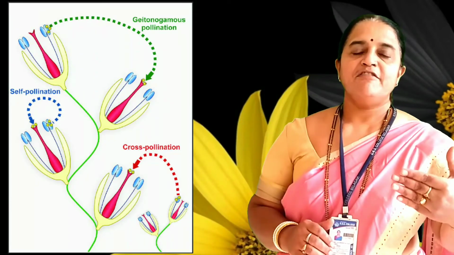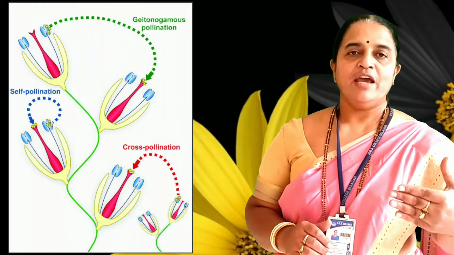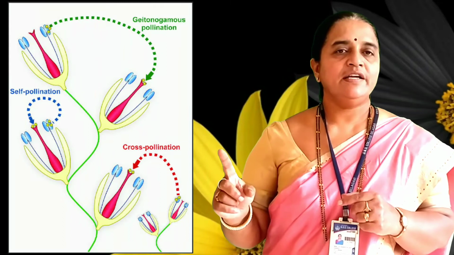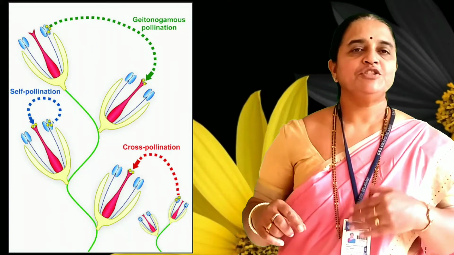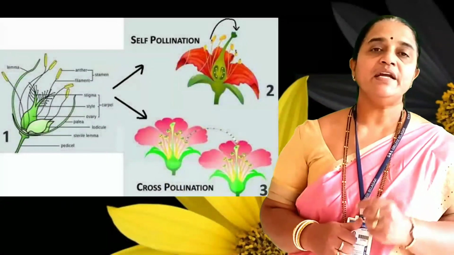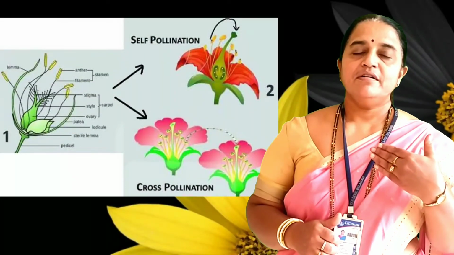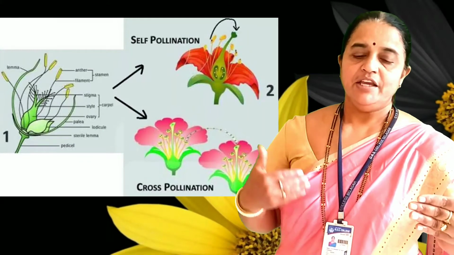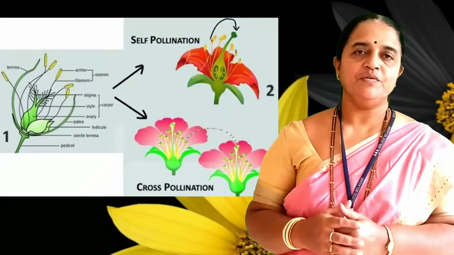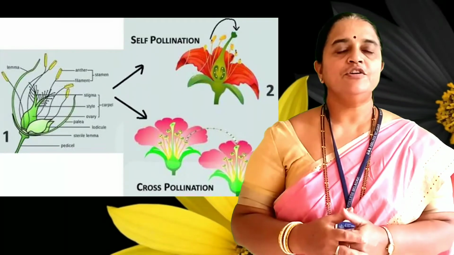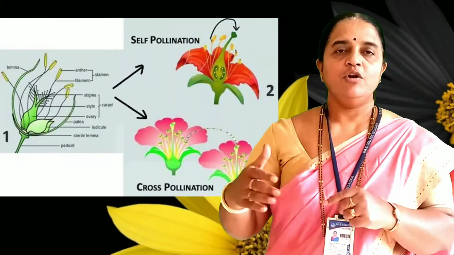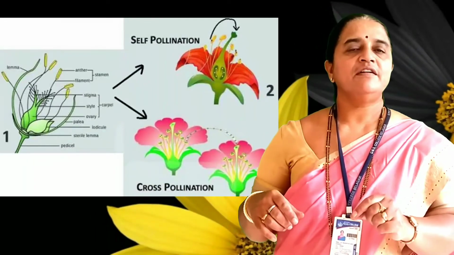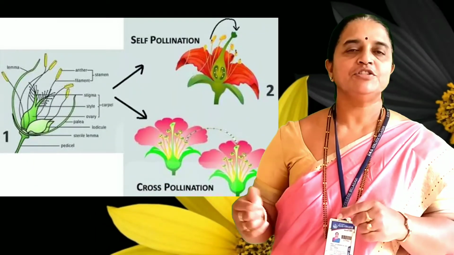But continuous self-pollination or autogamy leads to inbreeding depression. It is a disadvantage of self-pollination or autogamy. Now, what is inbreeding depression? After 5-6 generations, if the self-pollination continues, then it results in loss of fertility and loss of productivity. So, inbreeding depression is a disadvantage of self-pollination or autogamy.